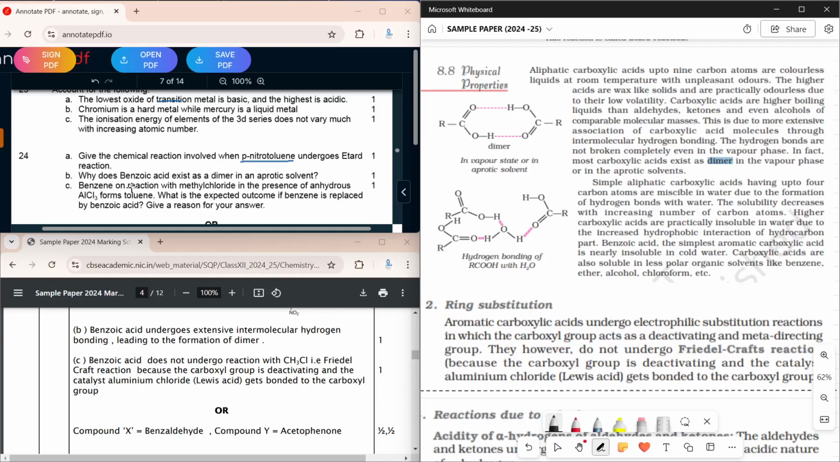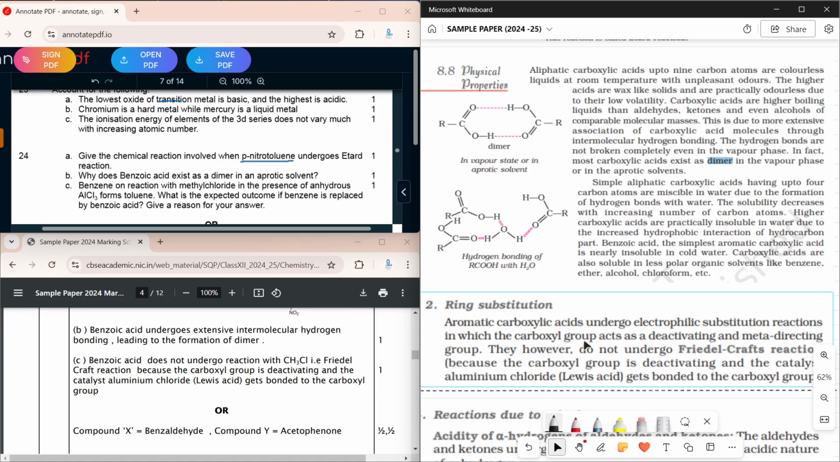The next one is: benzene on reaction with methyl chloride in the presence of anhydrous AlCl3 forms toluene. What is the expected outcome if benzene is replaced by benzoic acid? Give the reaction. Give the reason for your answer. Not the reaction, the reason. So basically, one of this is benzene on reaction with methyl chloride. If you remember, this is actually Friedel-Crafts reaction.